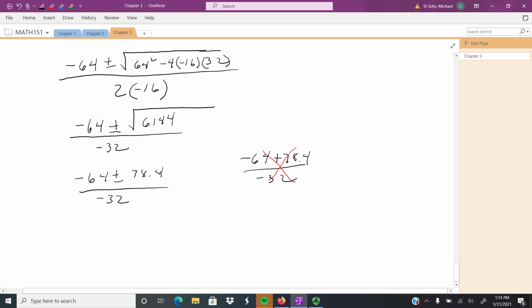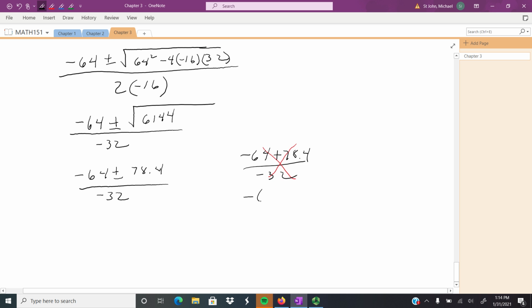So the other one would be minus 64 minus 78.4 over minus 32. So what does that give us? And that gives us 4.45 seconds. Right?